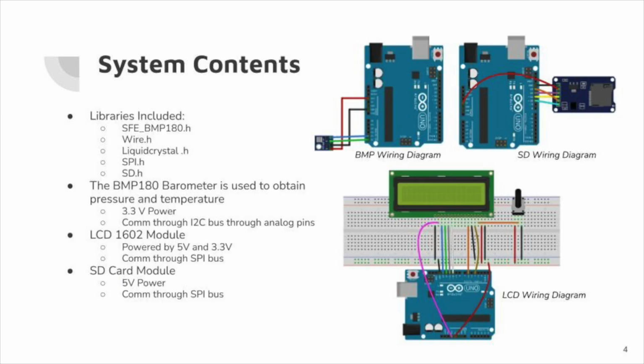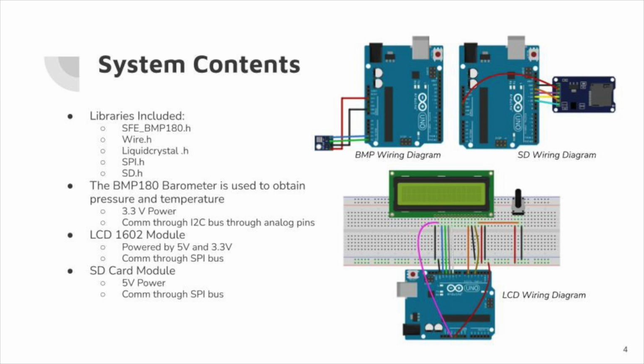The Arduino system consisted of three main components. The first was a BMP pressure and temperature sensor. The second was an SD card module that could read and write to an SD card. And the third was an LCD screen, 16 by 2, that could display alphanumeric symbols. The libraries that were included to run these components and modules included a library for the BMP sensor called SFE BMP 180 and wire.h. The LCD used a library called liquidcrystal.h, and the SD card used libraries called SPI.h and SD.h.